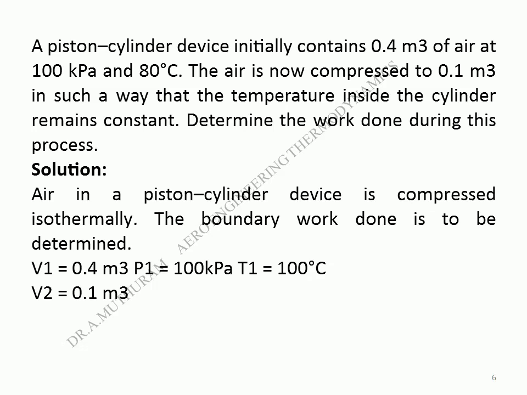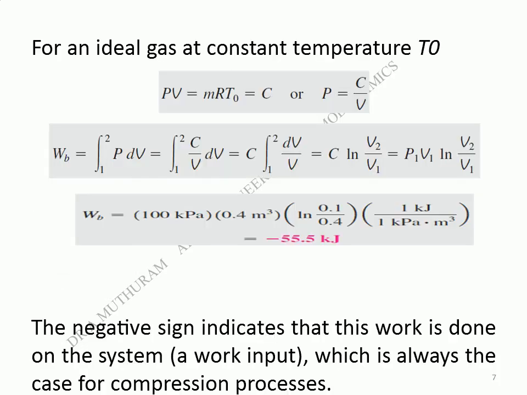Solution: Air in a piston-cylinder device is compressed isothermally. The boundary work done is to be determined. V1 equals 0.4 m³, P1 equals 100 kPa, T1 equals 100 degrees C, V2 equals 0.1 m³. For an ideal gas at constant temperature T0, the negative sign indicates that this work is done on the system, a work input, which is always the case for compression processes.